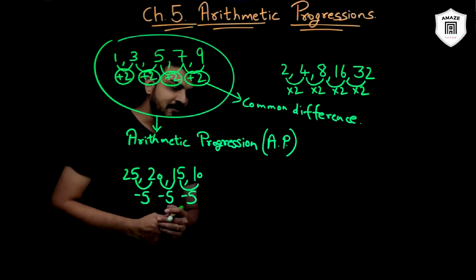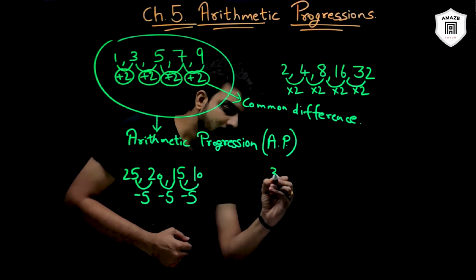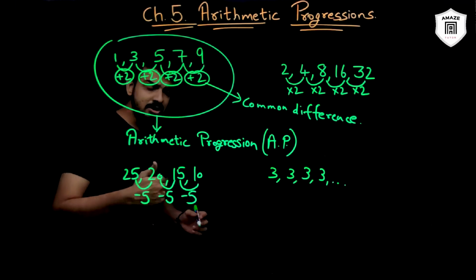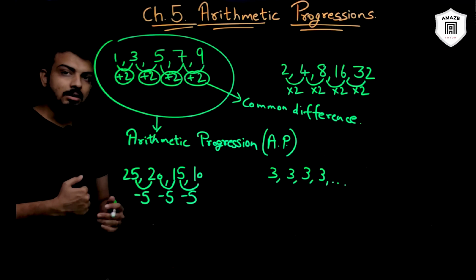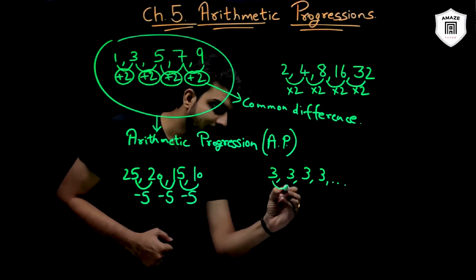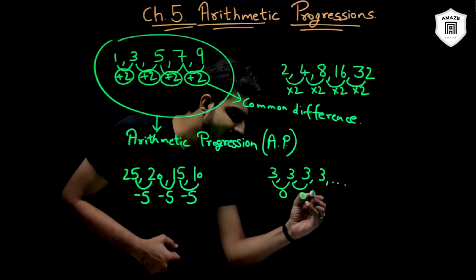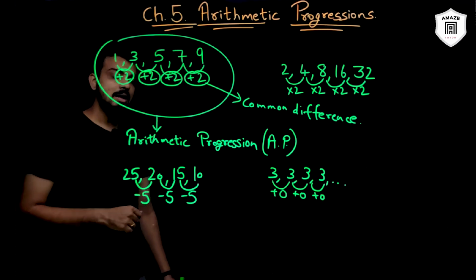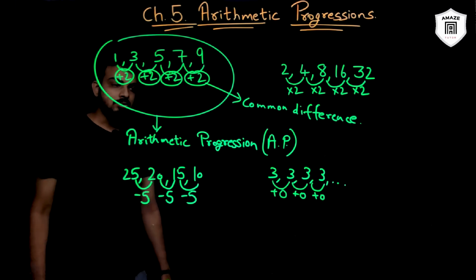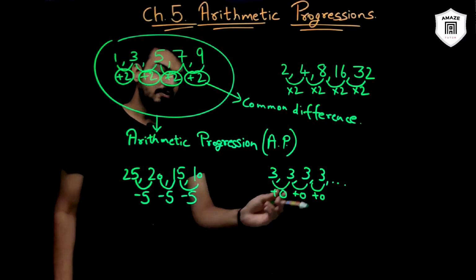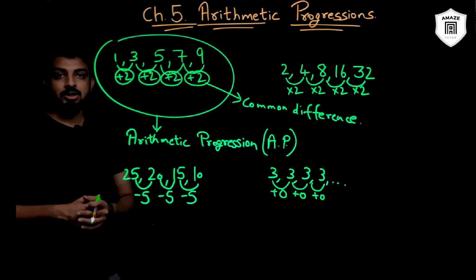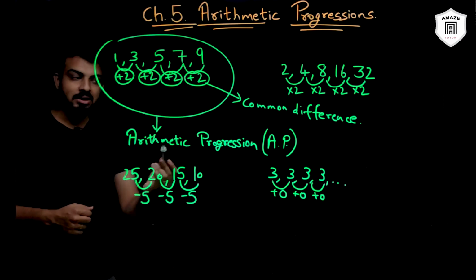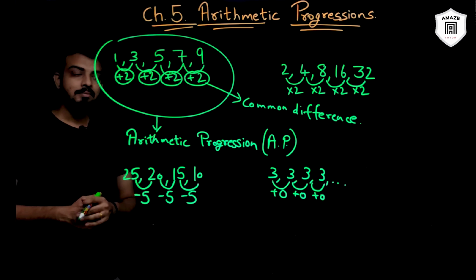Okay, and let's say I have a pattern like 3, 3, 3, 3, and so on. Is this an arithmetic progression? Yes. Here the common difference is nothing but 0. If you add 0, then you are going to get the same number, right? Or subtract 0. So here the common difference is 0. So in an arithmetic progression, the common difference can be positive, can be negative, or can be 0, right?